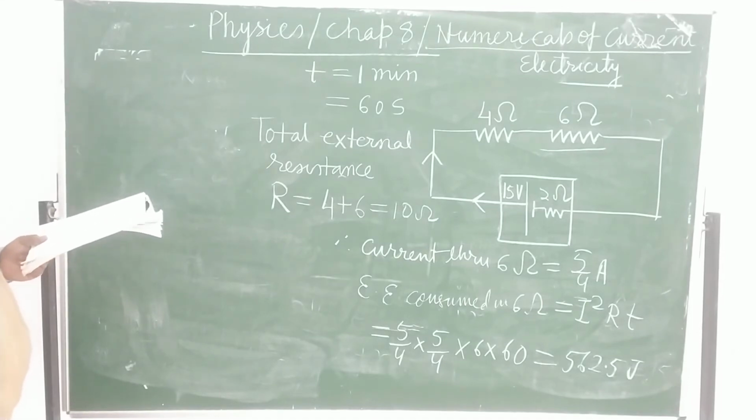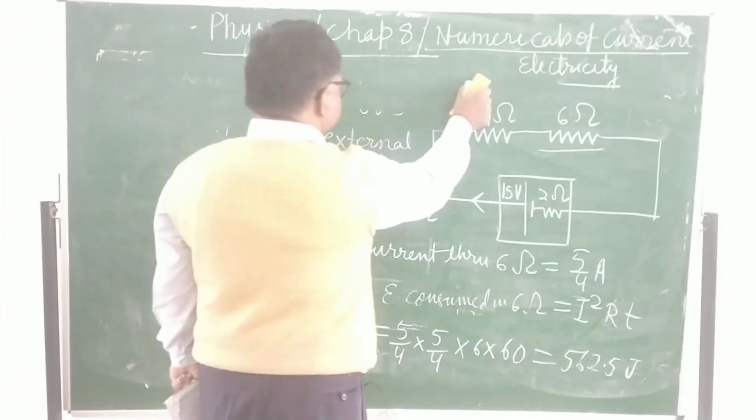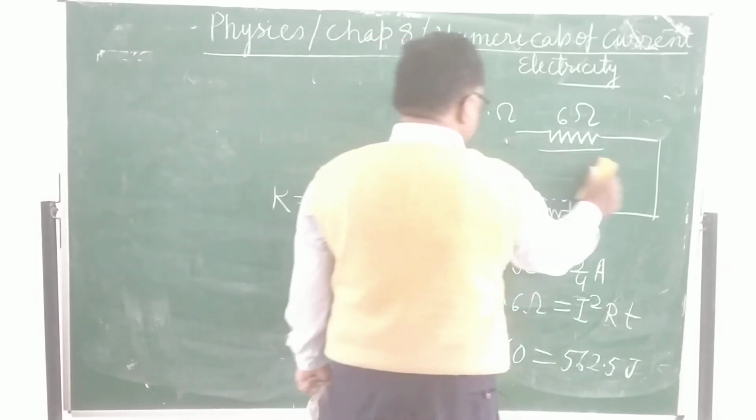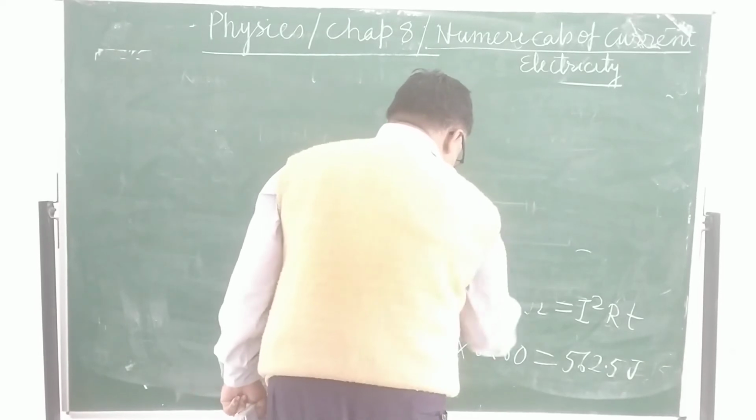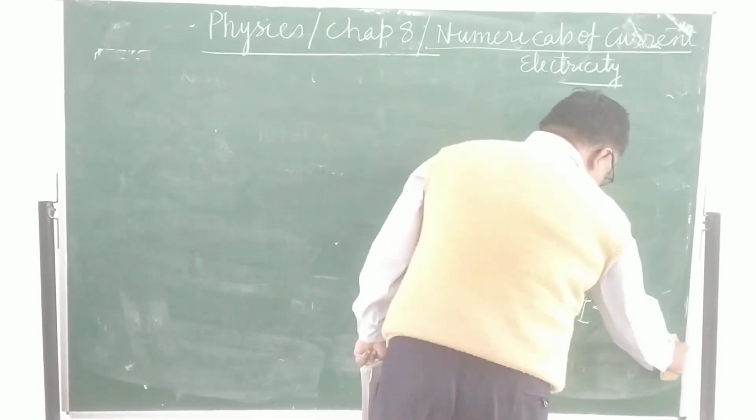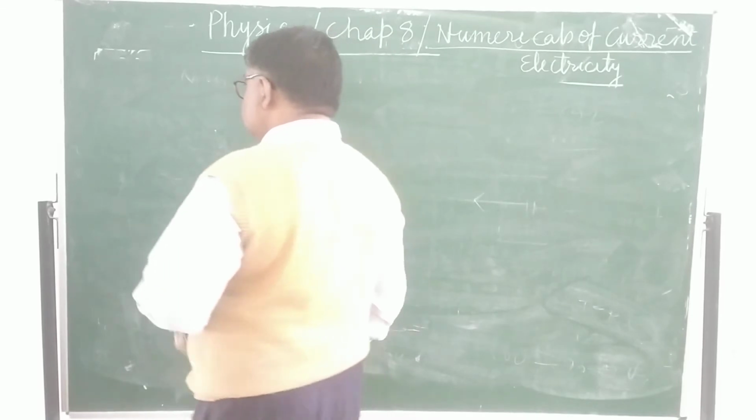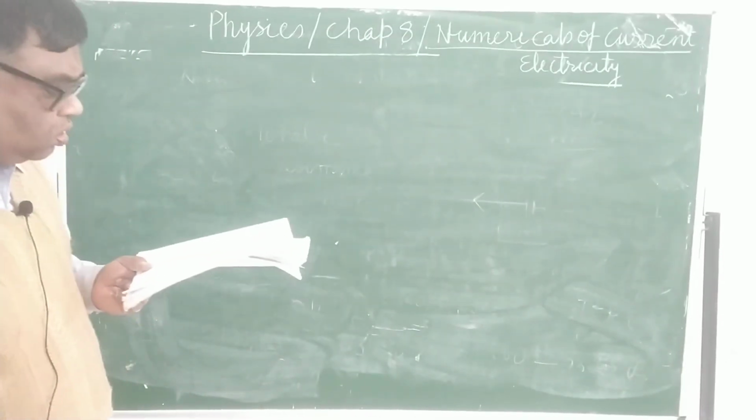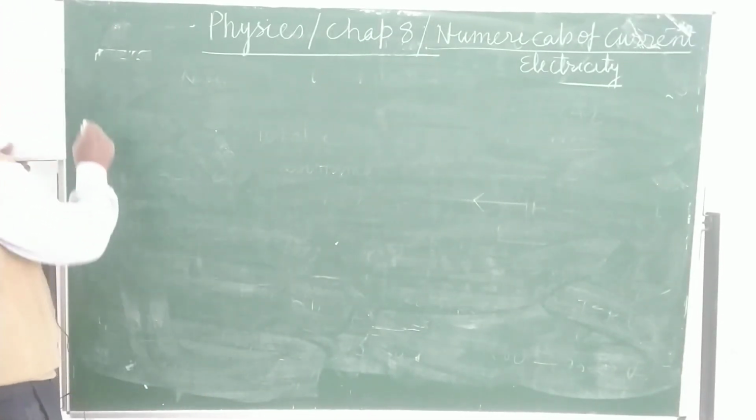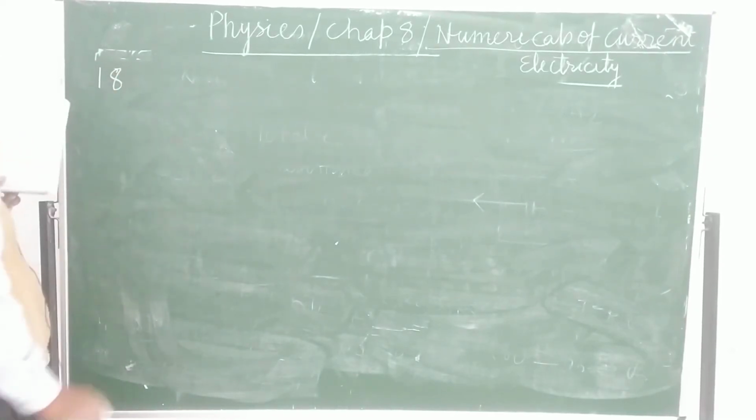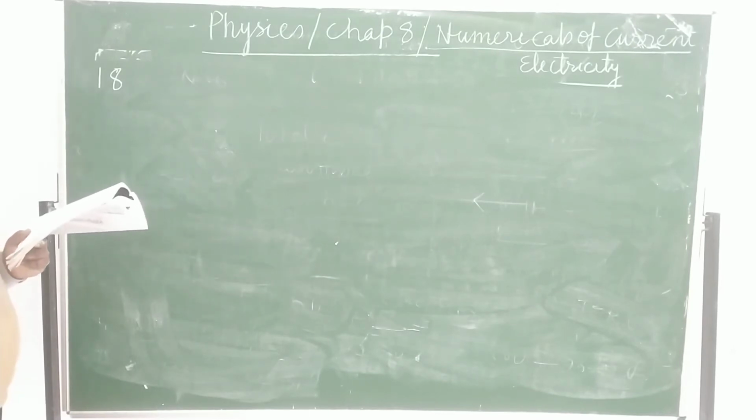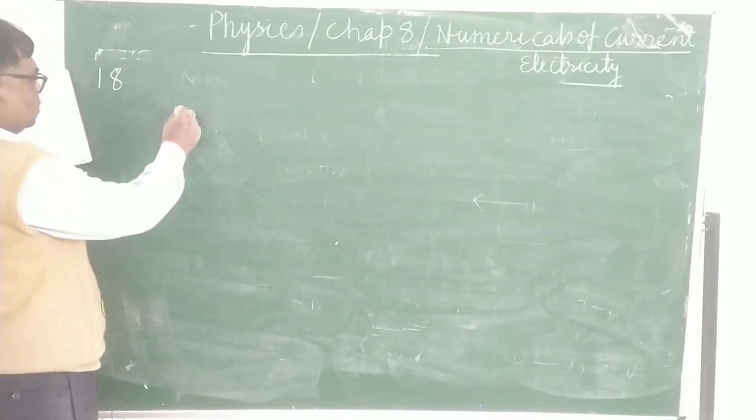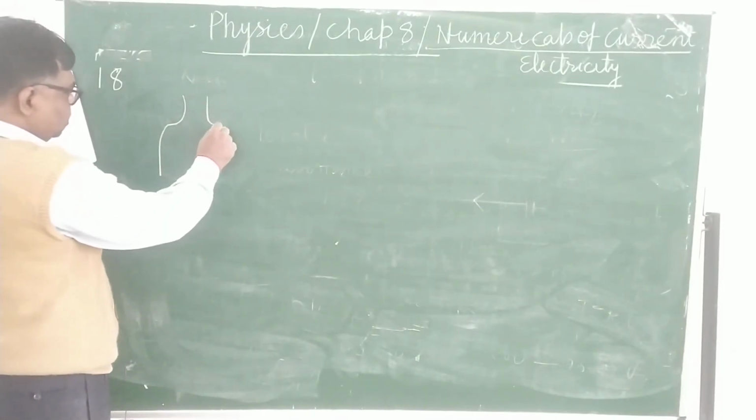Now see the question number 18. Water in an electric kettle connected to a 220 volt supply takes 5 minutes to reach the boiling point. See here, this is some electric kettle.